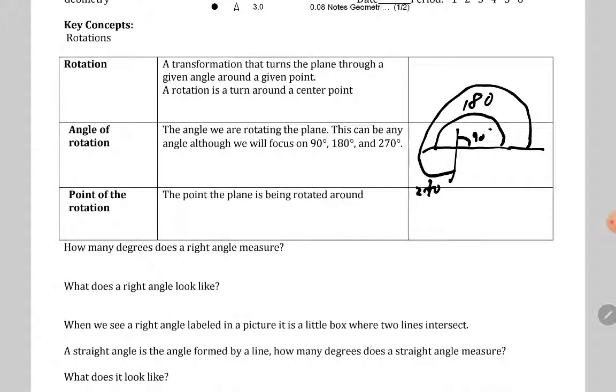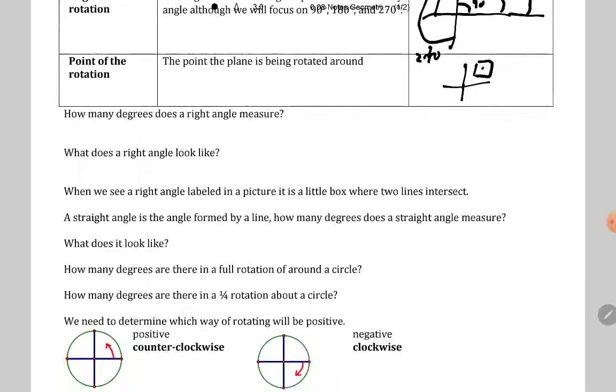Point of the rotation. The point of the plane is being rotated around. So when we're rotating something, let's say we have a box. There's probably a point of where we're rotating the box around. So it's going to spin on that center there.